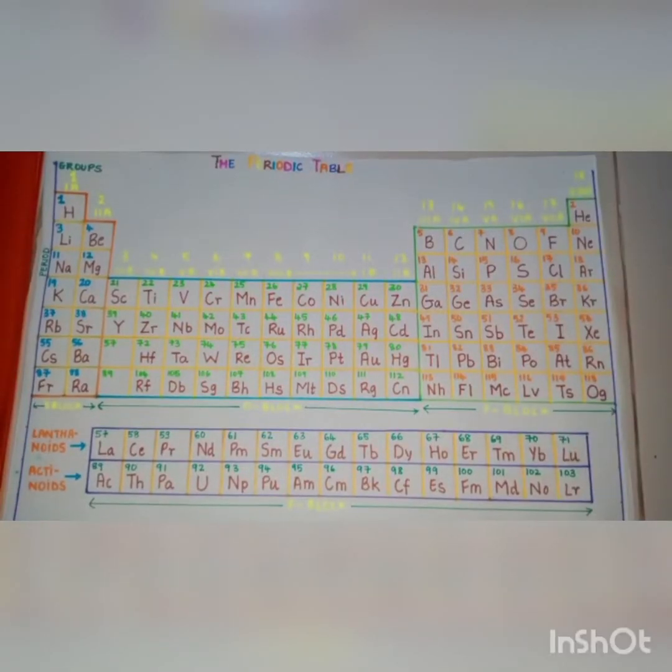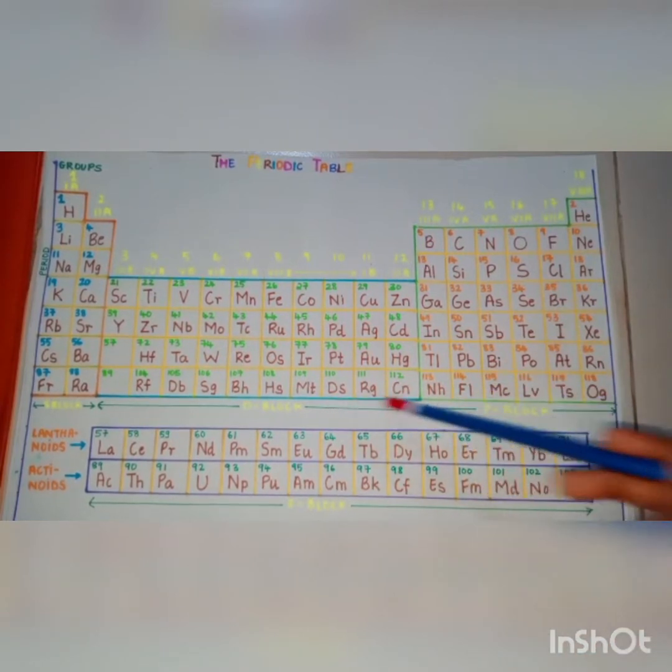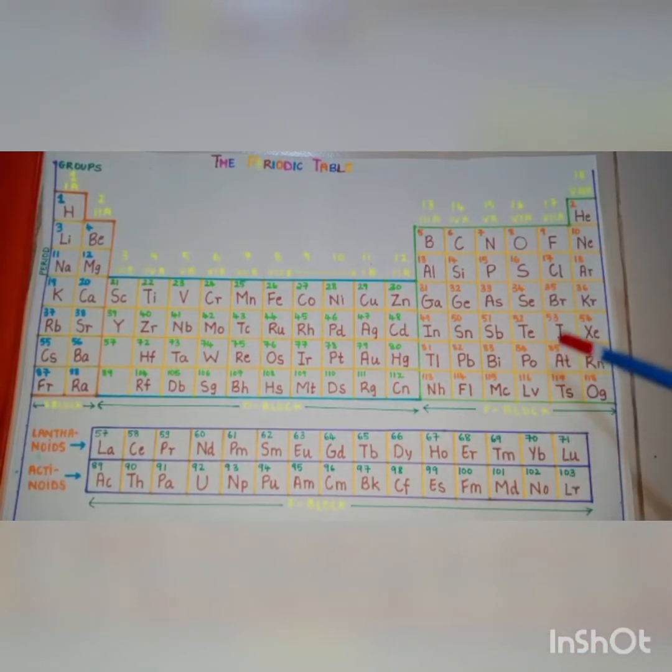So what we have here is the modern periodic table. It consists of some horizontal rows and some vertical columns. These horizontal rows are called periods and these vertical columns are called groups. Now we have 7 periods and 18 groups and 4 blocks named as S, P, D and F.